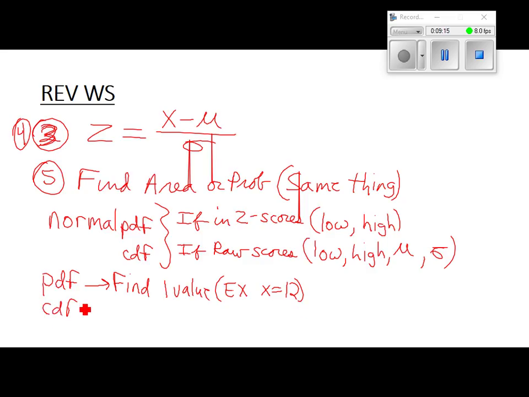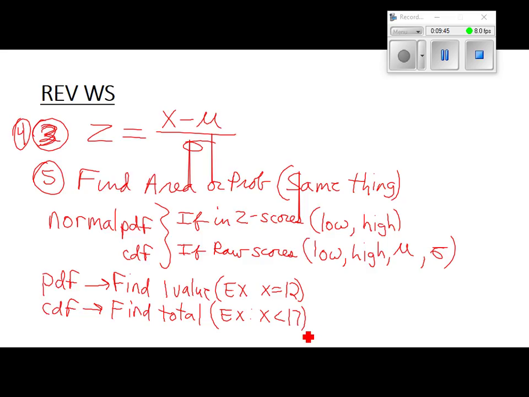Use the CDF. C stands for cumulative. So you use the CDF when you're finding a lot of values, or cumulative, when you're finding a total or something like that. So an example of that would be X is less than 17.